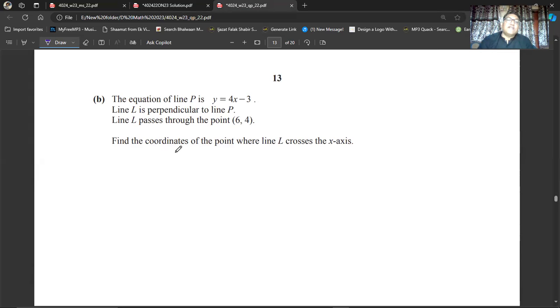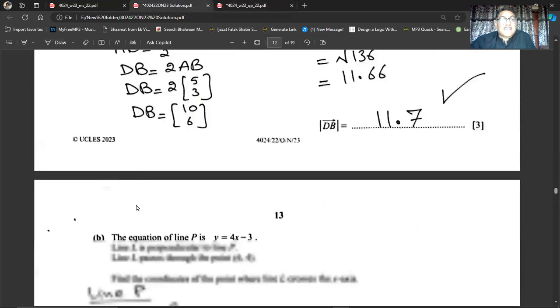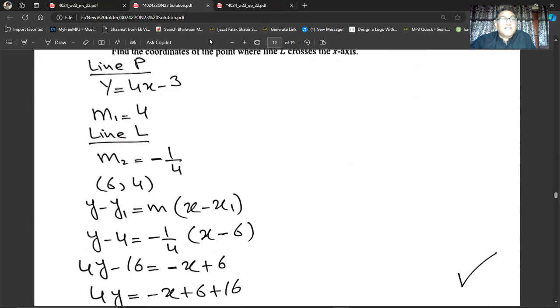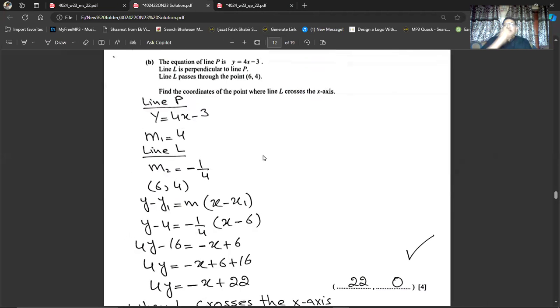Once I know the equation of the line L, I can find the point where the line L crosses the x-axis. When the line crosses the x-axis, the value of y will be 0. So here we go. This is a 4 marks question. Let me reduce the size of this. Okay, so the line P, its equation is given: y equals 4x minus 3.